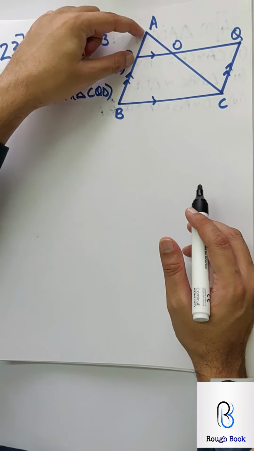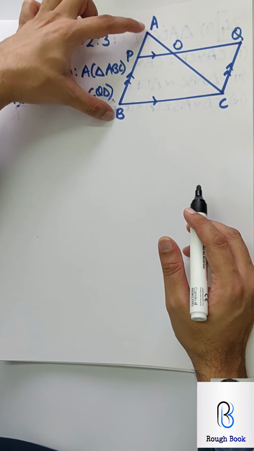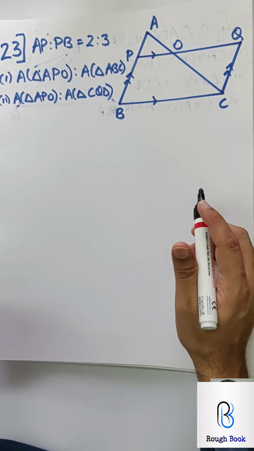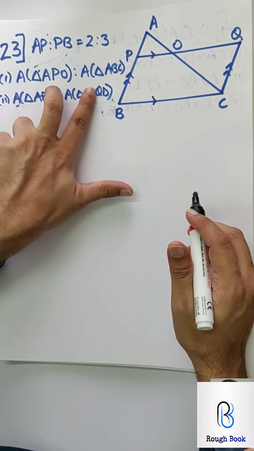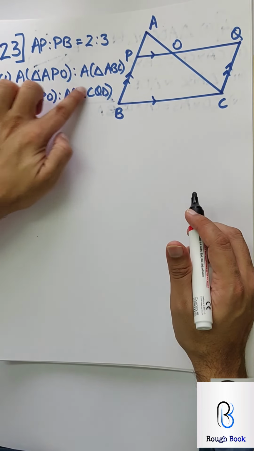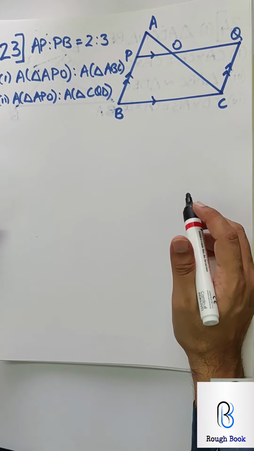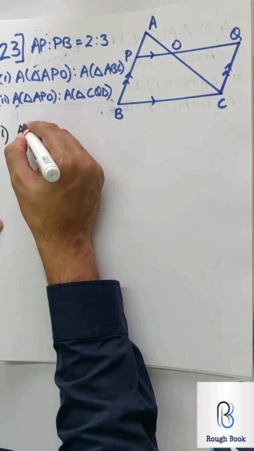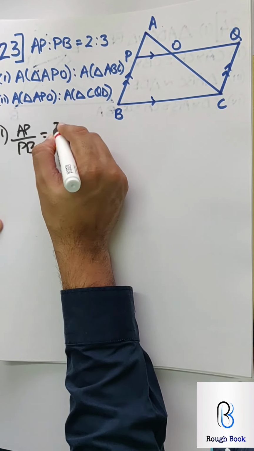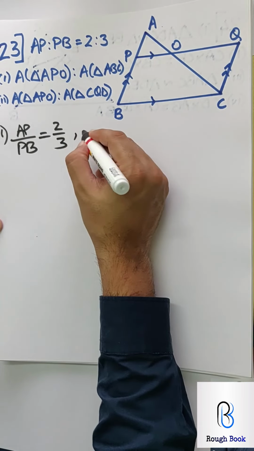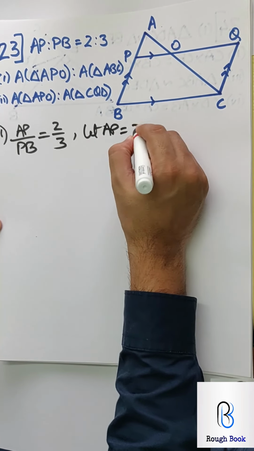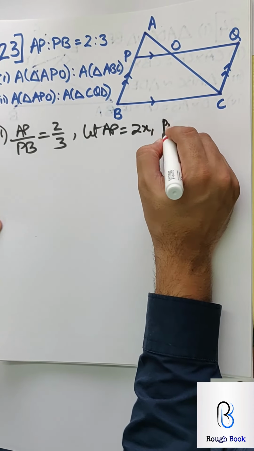But first you will have to use X method, get AP upon AB. Then prove the two triangles similar. Only when they are similar can I apply areas of similar triangles, and then you can reach here. Then we'll talk about this last part later on. So first let's reach there. So AP upon PB is 2 by 3. So let AP be 2x and PB 3x.